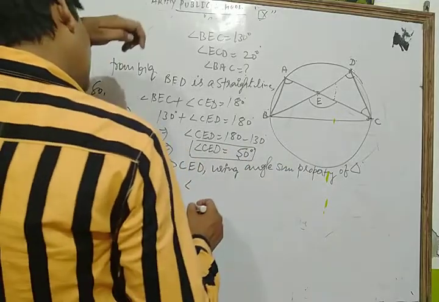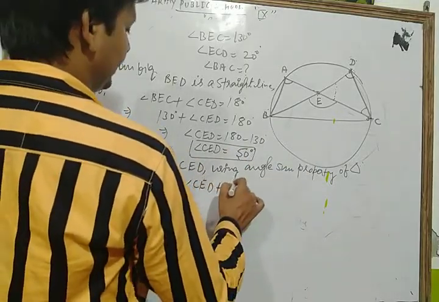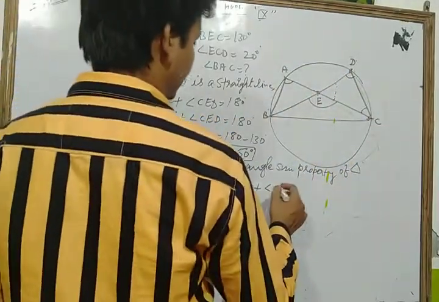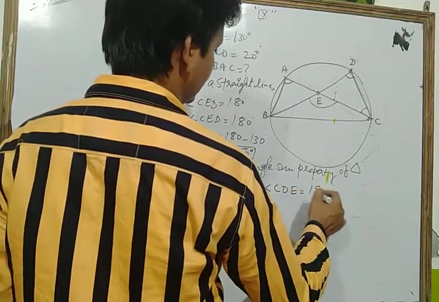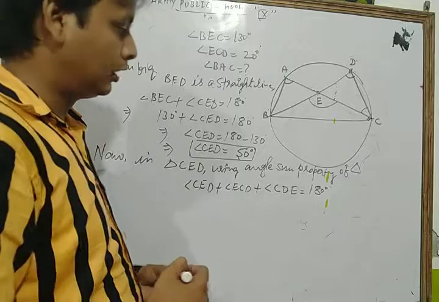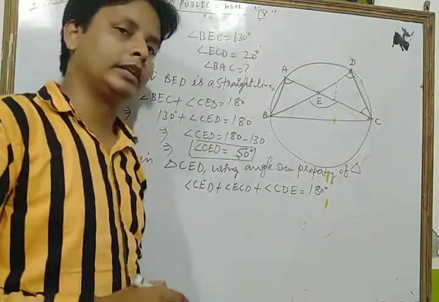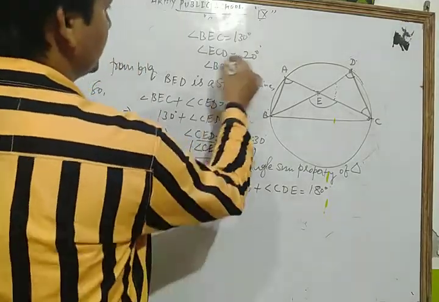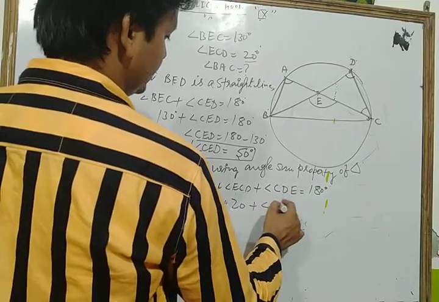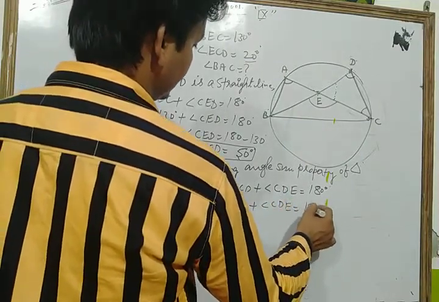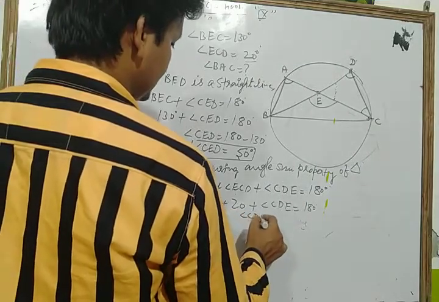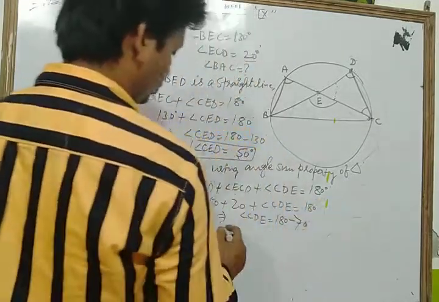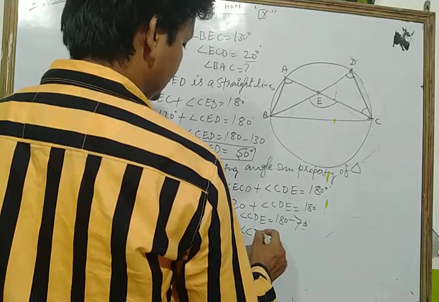We have angle CED plus angle ECD plus angle CDE is 180 degrees. We know that. So the sum of all three angles of a triangle is 180. Now we put the values of each angle. CED is 50 plus ECD is 20 plus angle CDE, that is 180. So we have angle CDE as 180 minus 70.